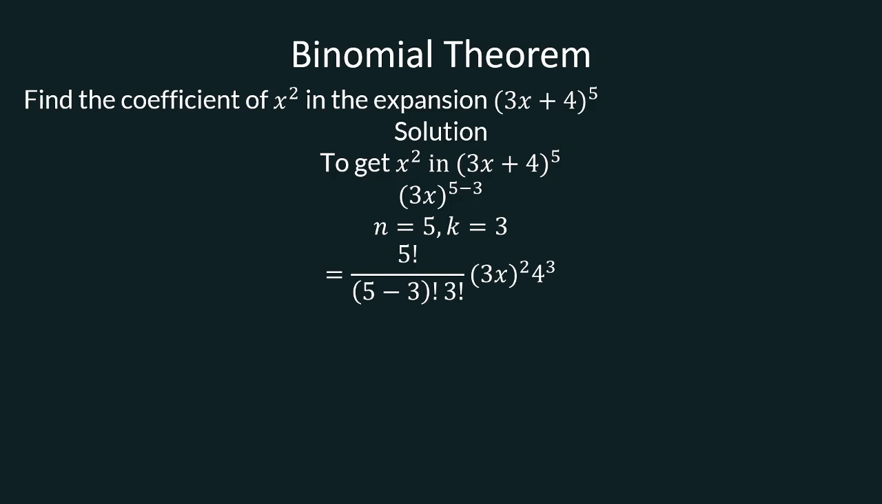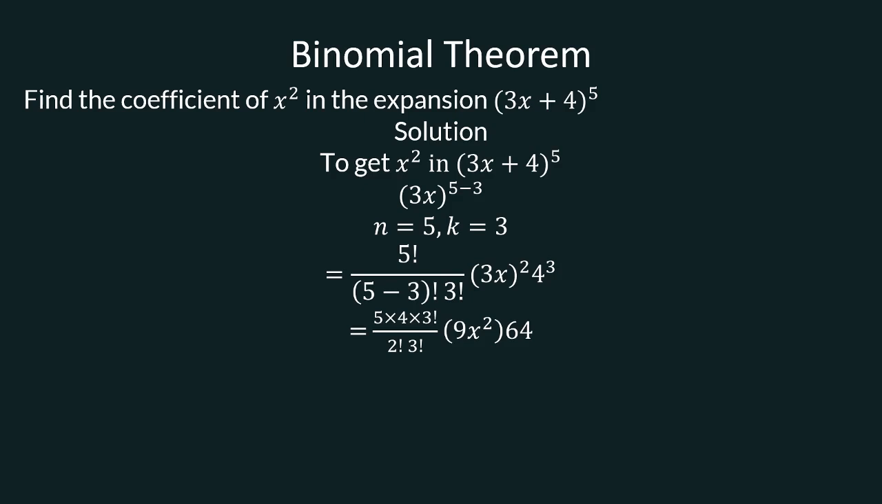And our terms in our binomial expression will multiply. So we have 3x times 4, and our n minus k at that point is going to be 2. So our 3x is going to be raised to a power of 2, and our 4 is going to be raised to a power of 3, which is our k. So let's expand. So you expand the top, you get 5 times 4 times 3 factorial divided by 2 factorial times 3 factorial. Then 3x all squared gives us 9x squared, and 4 cubed is 64.